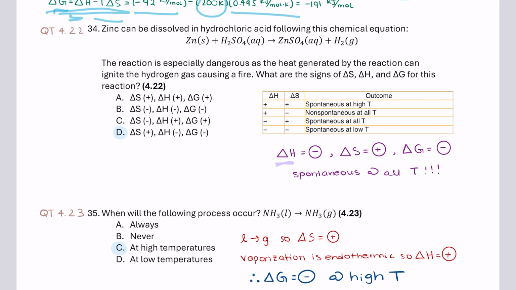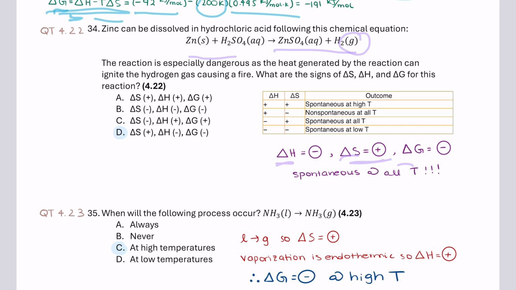Next, we think about the sign of the entropy change, delta S. Entropy reflects the disorder or randomness of a system. On the left side of the reaction, we have a solid metal and an aqueous acid solution. On the right side, we still have an aqueous solution, but now we've produced a gas, which has much higher entropy. So we're gaining a gas molecule in the system that increases molecular randomness, meaning the entropy change is positive. Now let's figure out the sign of Gibbs free energy change, or delta G.